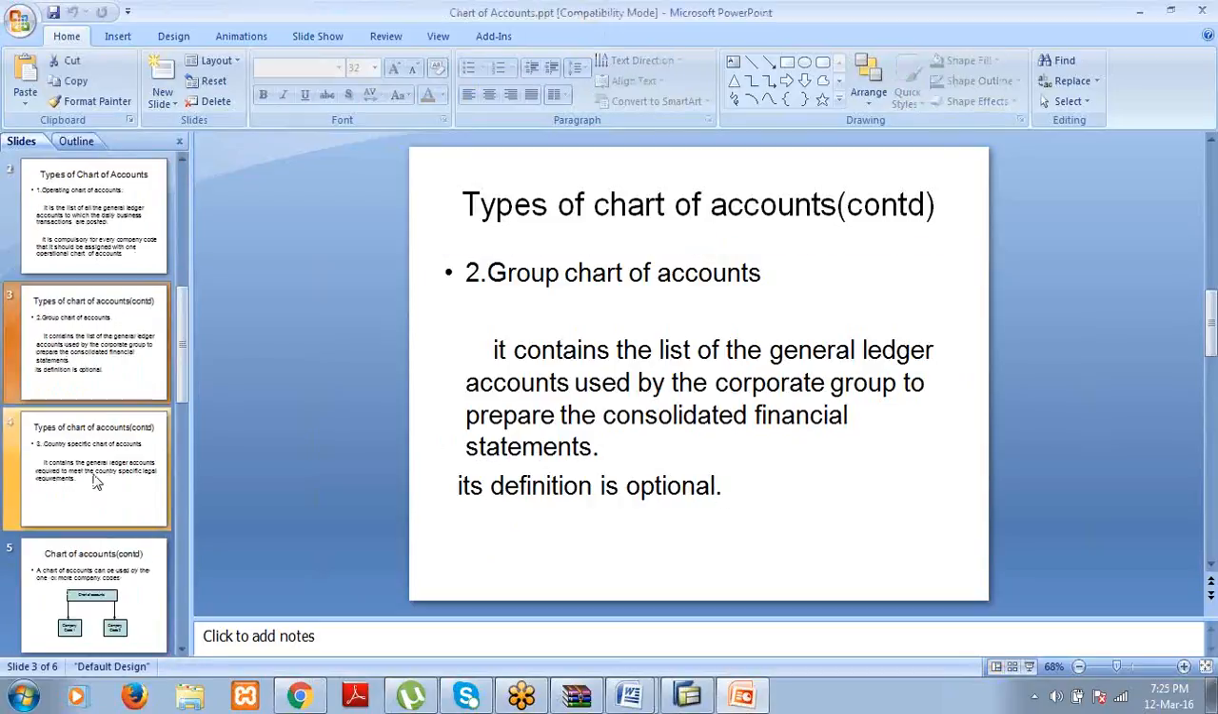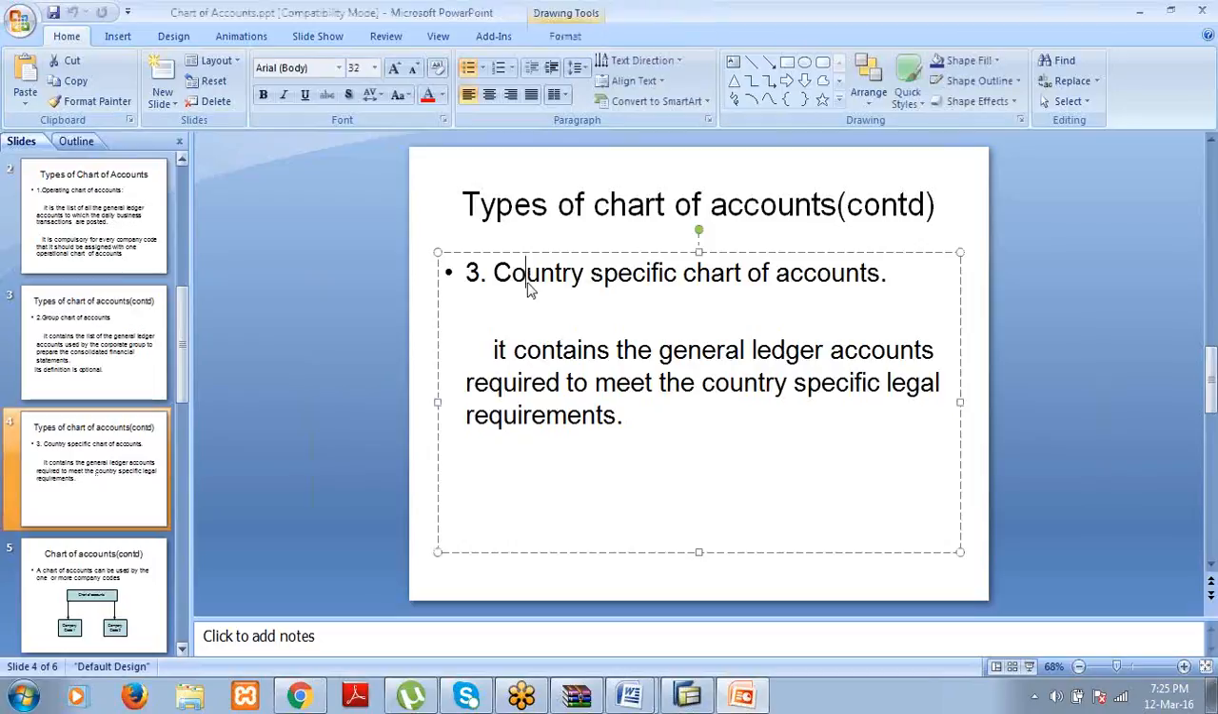Then, number 3, country-specific chart of accounts. It contains the general ledger accounts required to meet the country-specific legal requirements. See, again I'm repeating: it contains the general ledger accounts required to meet the country-specific legal requirements. Means what?